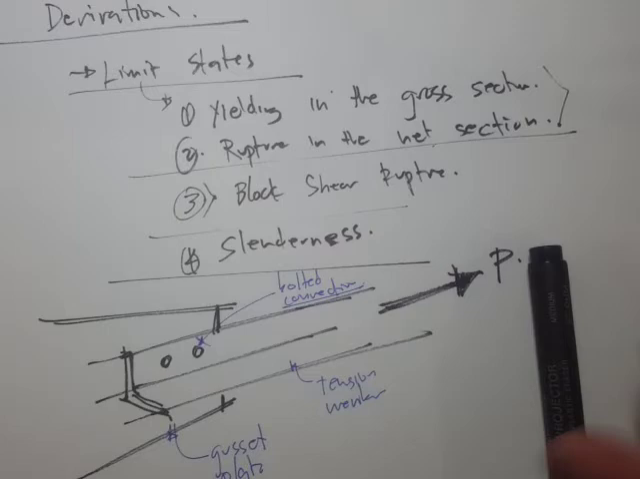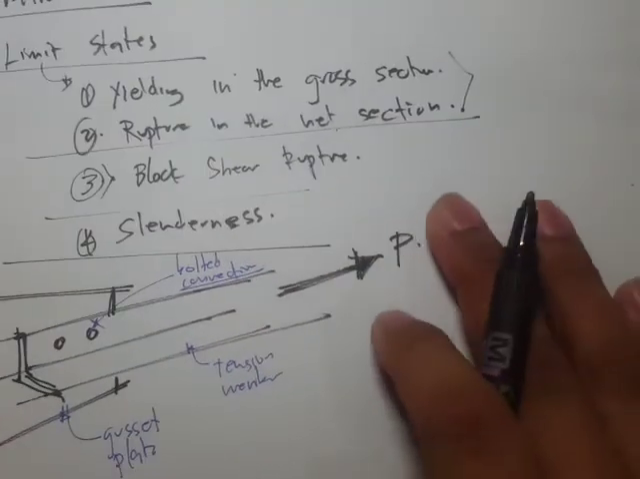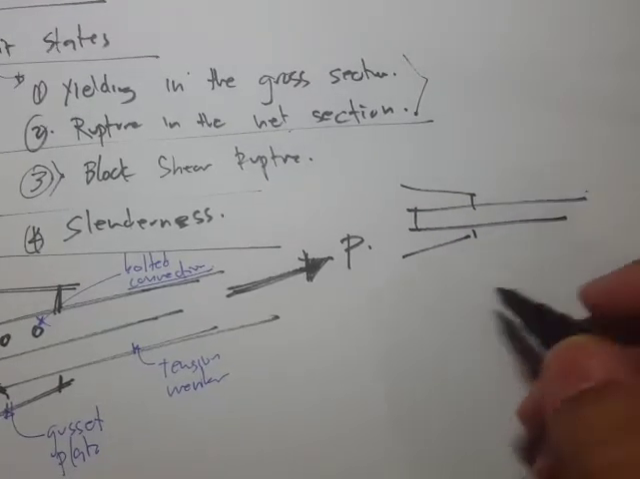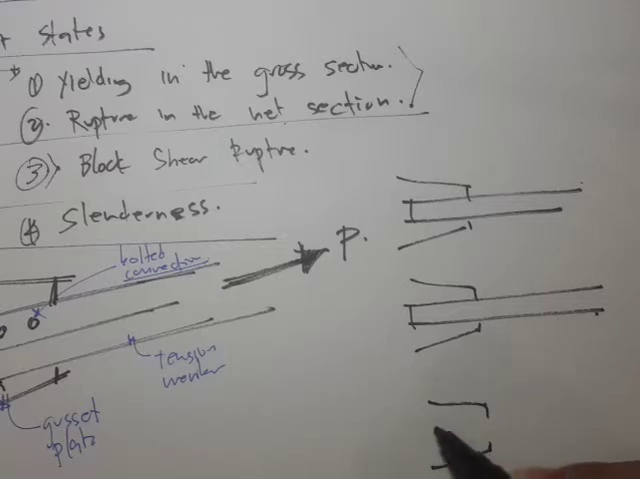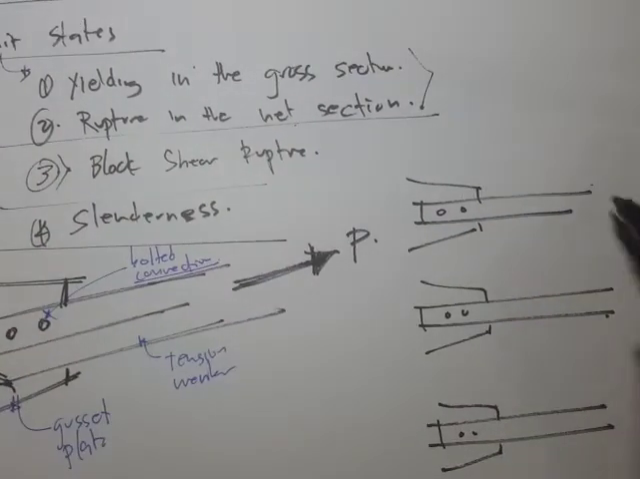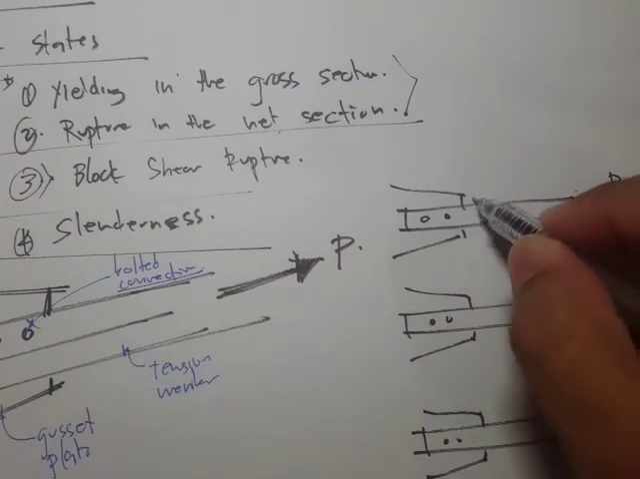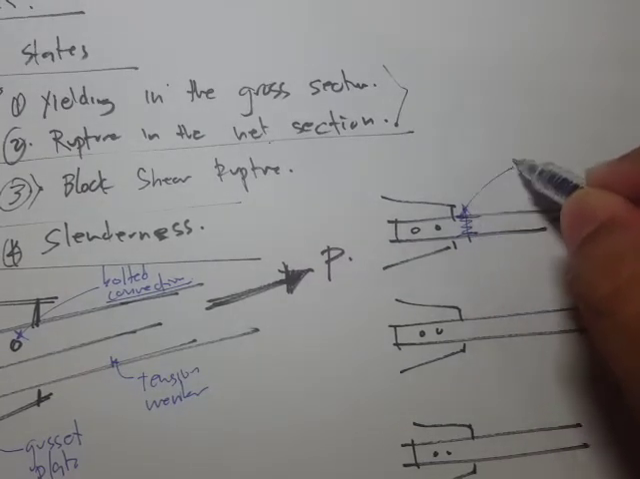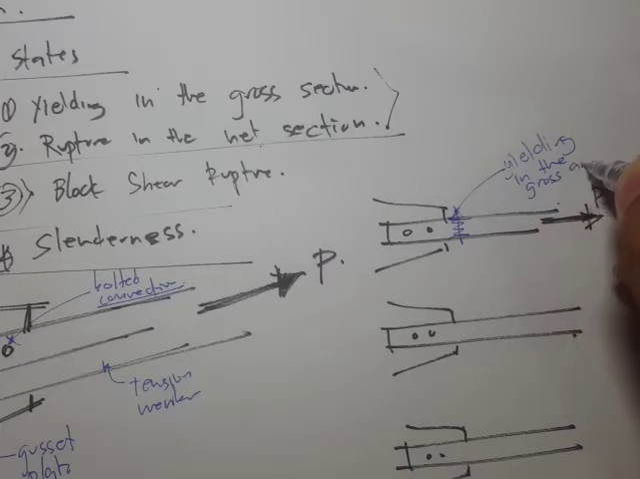Okay, so once you're actually pulling this member away from this plate, then the failure could be, if we draw this in a side view, once we're applying the loads, then it is possible that there's going to be yielding somewhere on the gross area. So let's say yielding in the gross section or area.